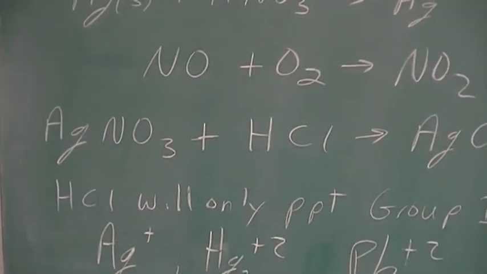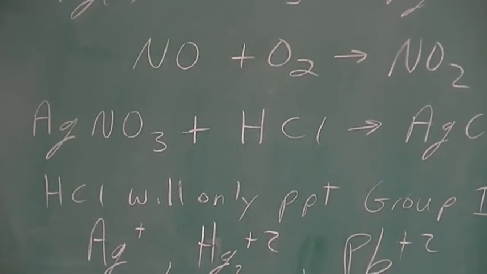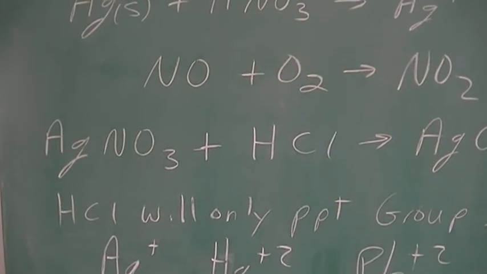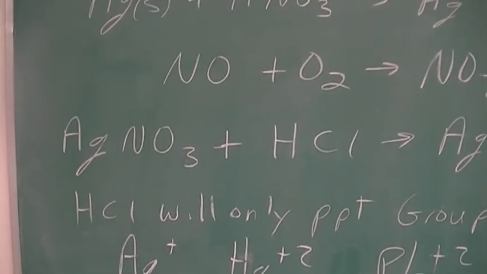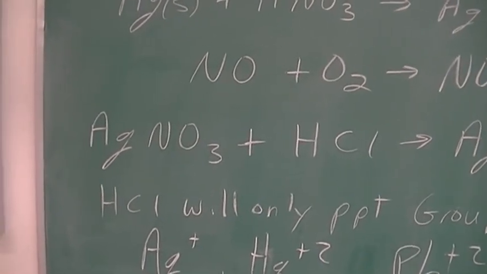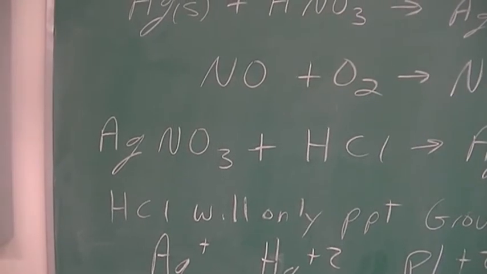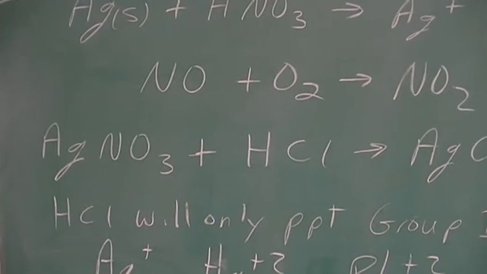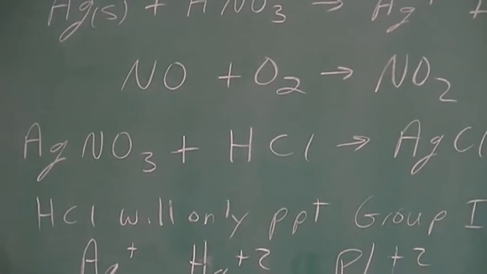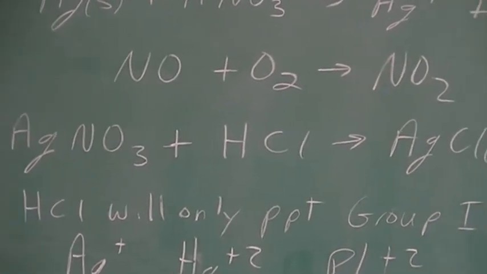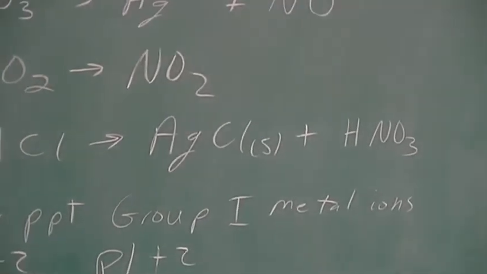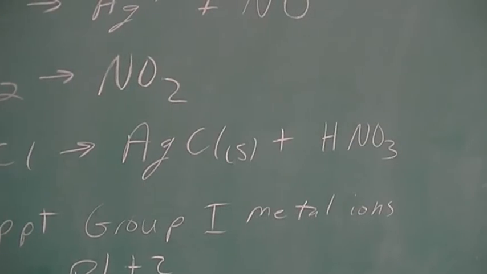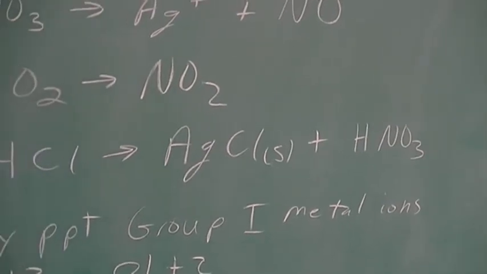Alright, and what we're going to do to form our silver chloride is take our Ag+, so that's the ion, but since I dissolved it in nitric acid, it is AgNO3 as an ionic compound. I'm going to react that with HCl and do the classic double replacement reaction where you get your silver chloride, which is a white precipitate, and you get nitric acid.